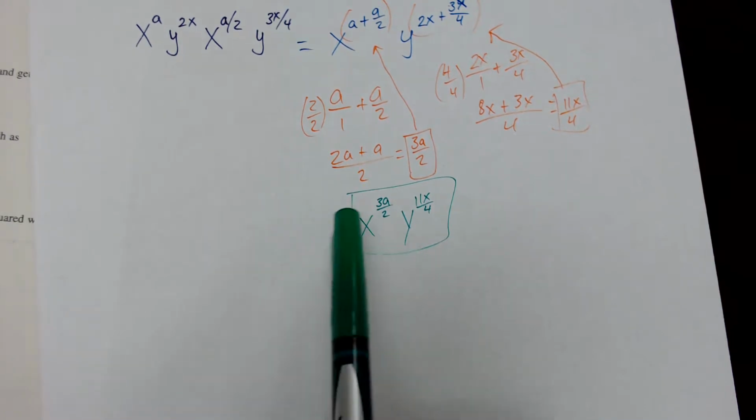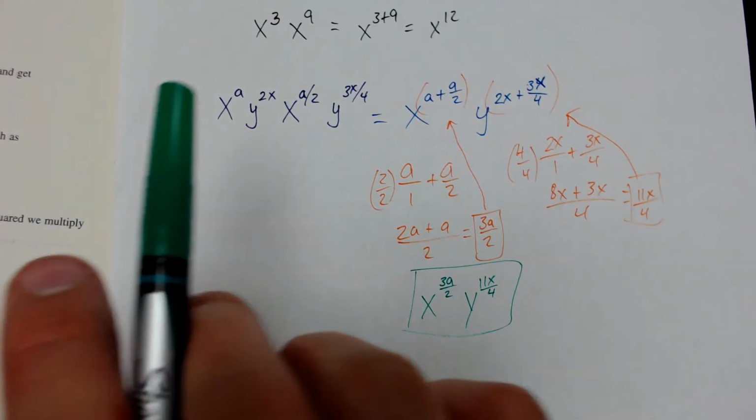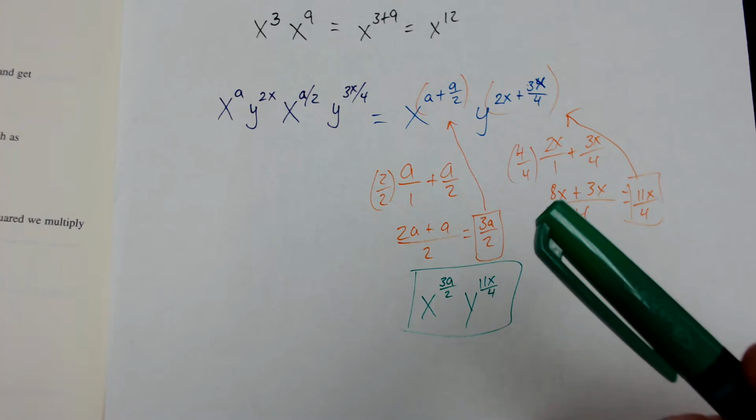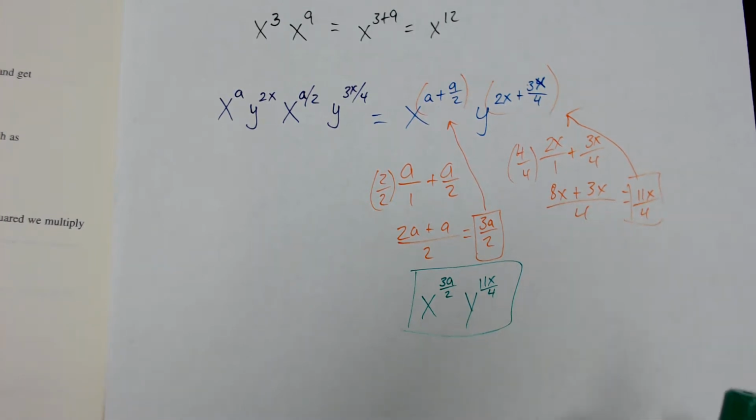So that is variable exponents. We're just using rules we already know, but the numbers look a little bit scarier. So let's see if we can find another example here.